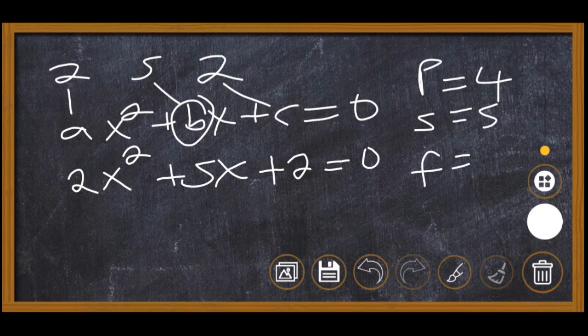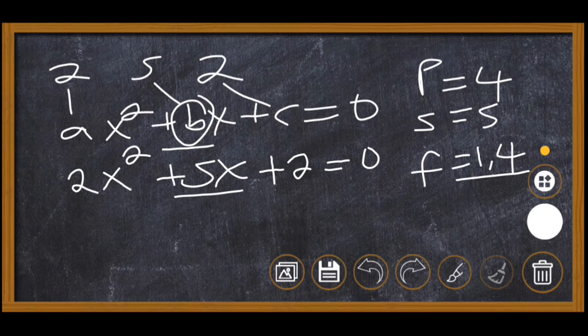The factors are the values you can multiply to get the product, and when you add the same values, you get the sum. So which values can we multiply to have 4, and add to have 5? Okay, 1 and 4. When we multiply 1 by 4, we get the product, which is 4. When we add 1 to 4, it's 5, which is the sum. So these are the values that we are going to replace where there is the value of b. Where there is 5x, we are going to replace it with 1 and 4.